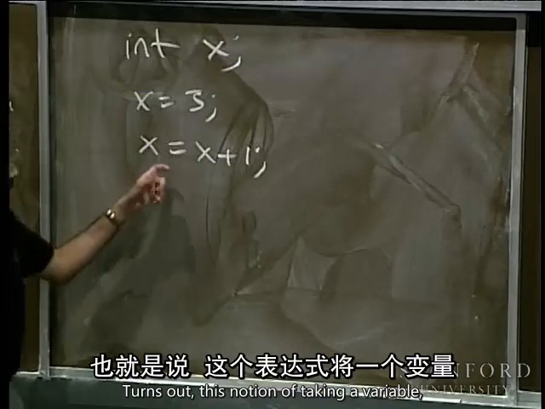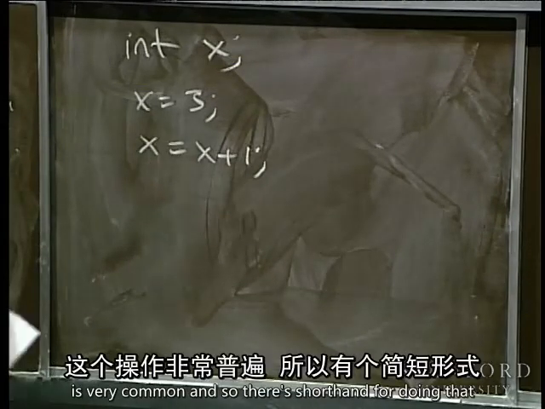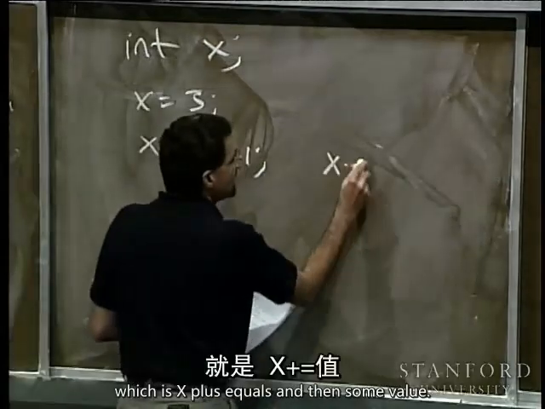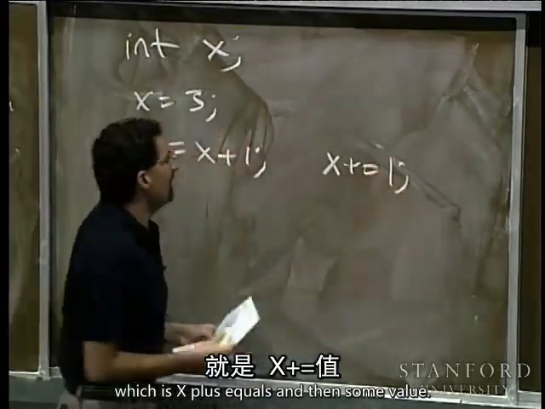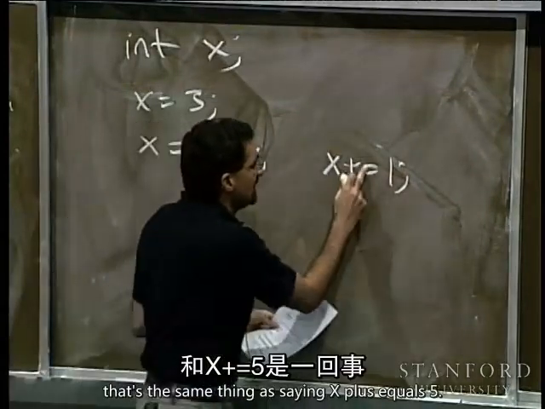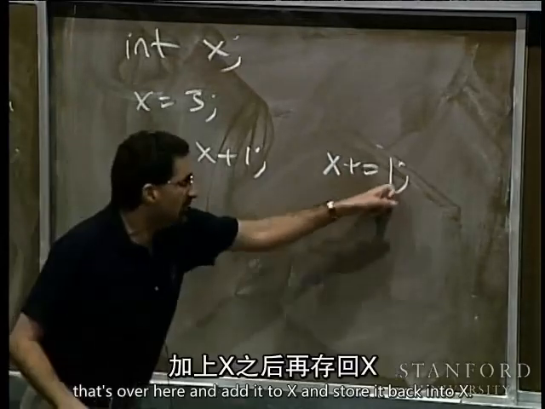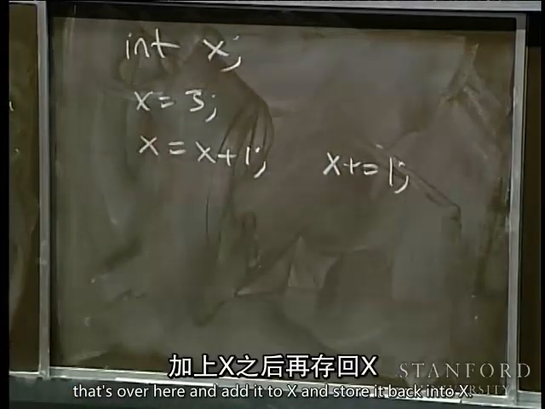Taking a variable, adding something to it, and storing it back to itself is very common, so there's a shorthand for that, which is x plus equals and then some value. So if I said x equals x plus 5, that's the same thing as saying x plus equals 5. It means take that value over here, add it to x, and store it back into x.